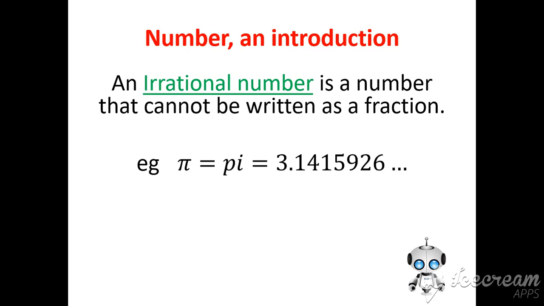3.1415926 and so on. Now nobody's found a way to write this as a fraction, so it's called an irrational number. Another example is the square root of 2. This is 1.414213 and so on. And again, we cannot write this as a fraction. So both of these are examples of irrational numbers.